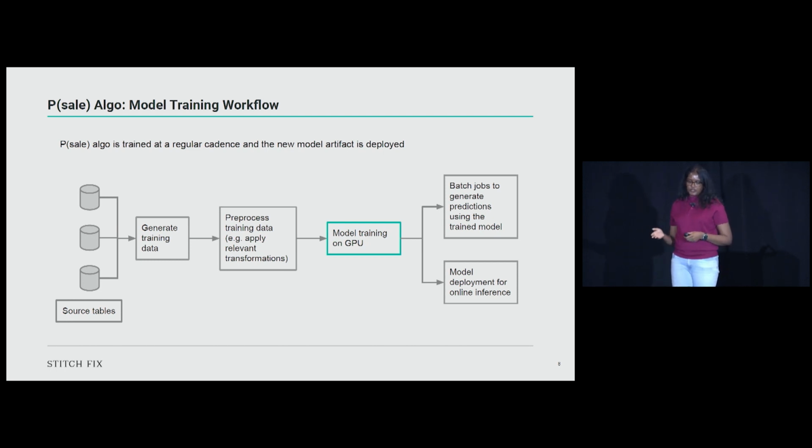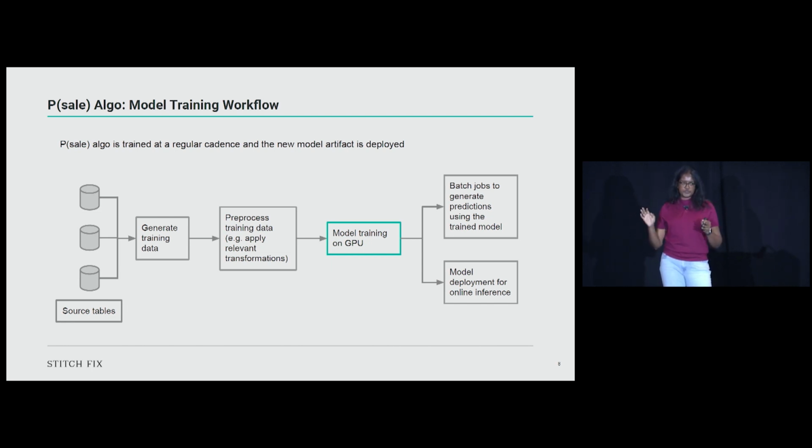Let's look at the model workflow now. The model workflow starts by getting all this data from our source tables. We generate our training data. Then there's a pre-processing step that happens before the model training starts. This is intentional: the pre-processing happens as its own separate task because most of our pre-processing is CPU compute heavy, where we do some transformations and any cleaning that is required, whereas model training is all GPU intensive.